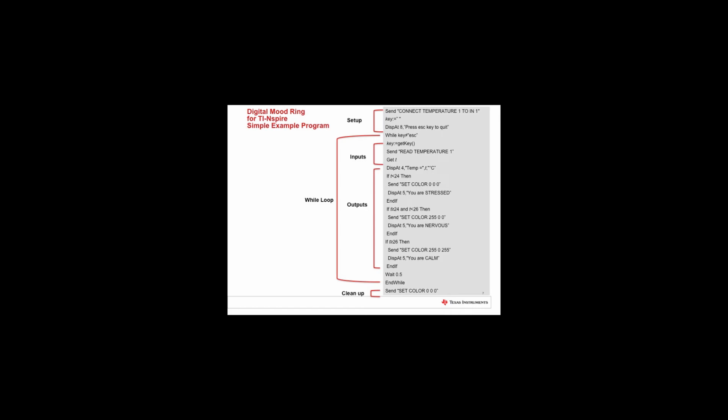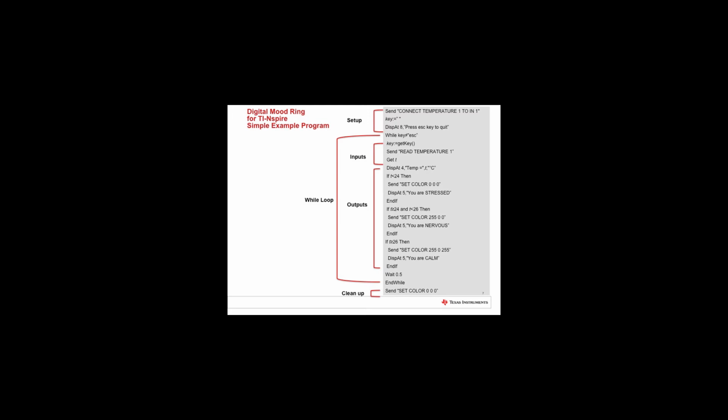In the first section, inputs are collected. First, the variable key is updated with the getKey function. GetKey returns a text string with the name of the last key pressed by the user. If the user presses the escape key, getKey will return the text string ESC, which will make the while loop check false and cause the program to move past the while loop. Then, temperature sensor number 1 is read and the value is stored to variable T for later analysis.